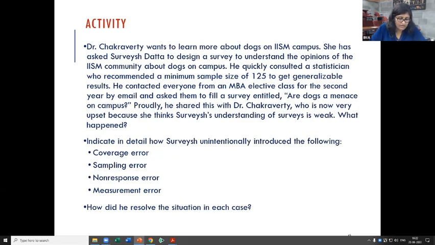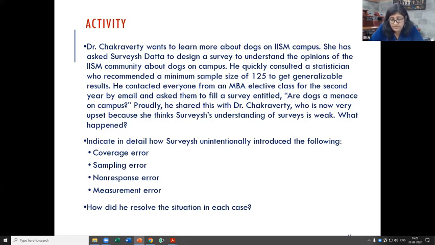All right. So now I think we all know why I was unhappy with this study design. Let's think of coverage error. The survey did not cover a lot of the groups that live on campus and that could be affected by dogs in a positive or negative way. There's a sampling error because it was not done using probability sampling. He just did convenience sampling.